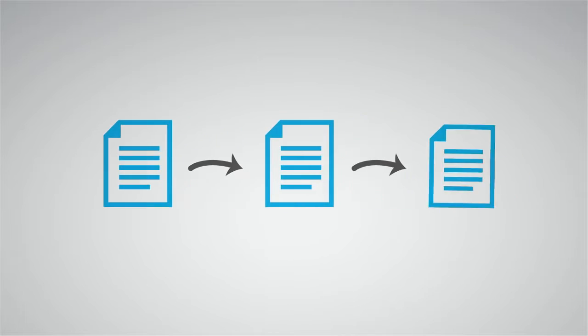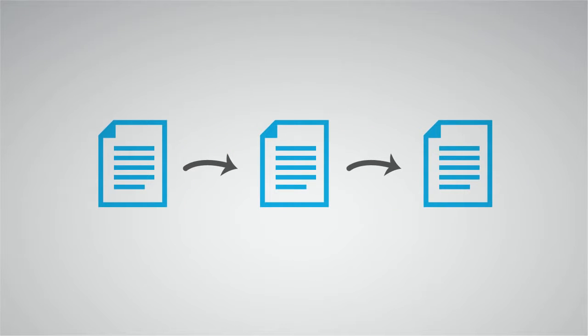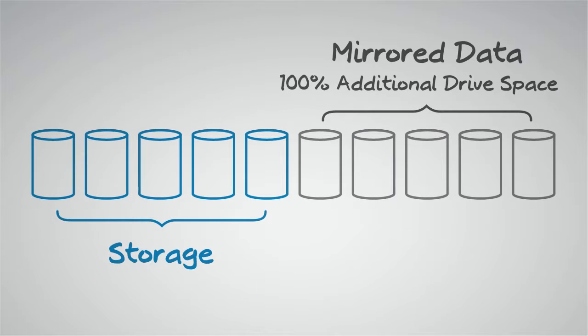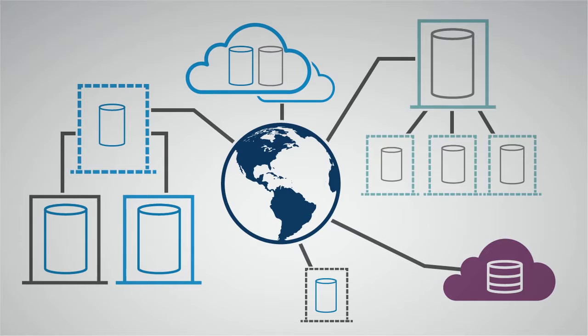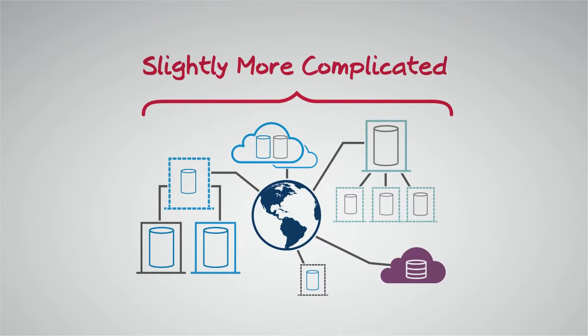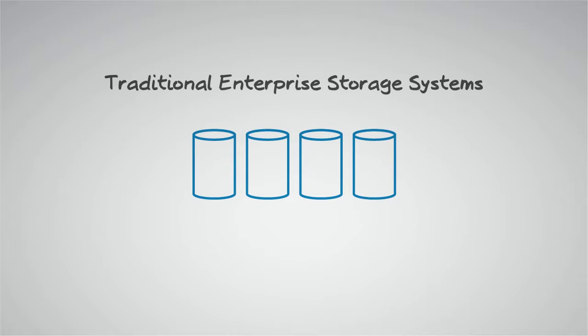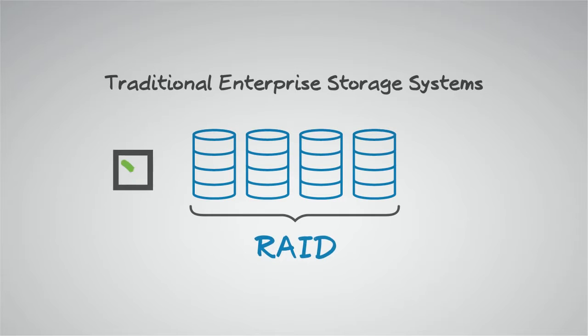You know that to protect your data, you have to store more than just one copy of that data on your system. That redundancy can be as simple as mirroring the data on your local system, or as complex as a multi-site intercontinental high availability configuration. Traditional enterprise storage systems all support redundant arrays of independent disks, known as RAID, to protect against disk failures.